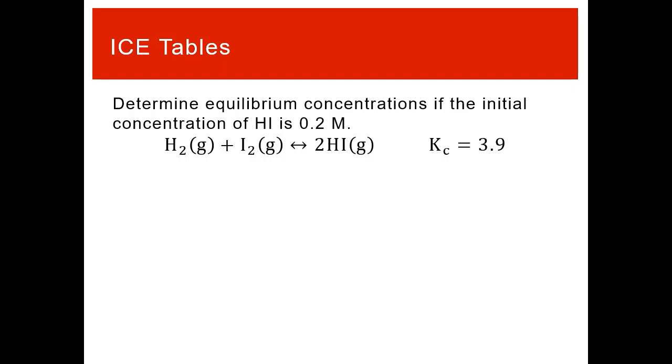Instead of talking about it, we'll just work an example to see how this goes. Determine equilibrium concentrations if the initial concentration of HI is 0.2 molar. My reaction is H2 plus I2 becomes 2HI. Kc is equal to 3.9. Let's see how that works.